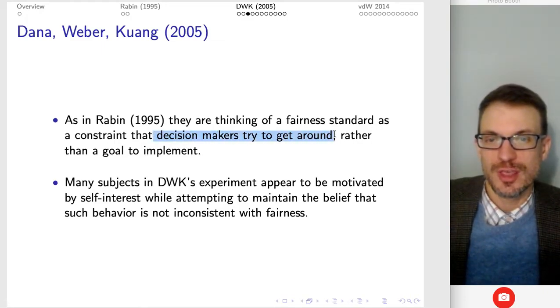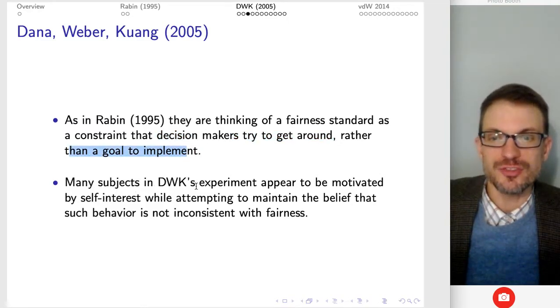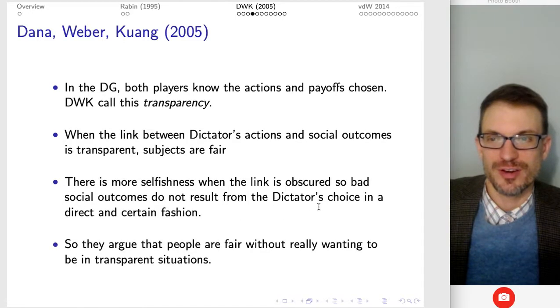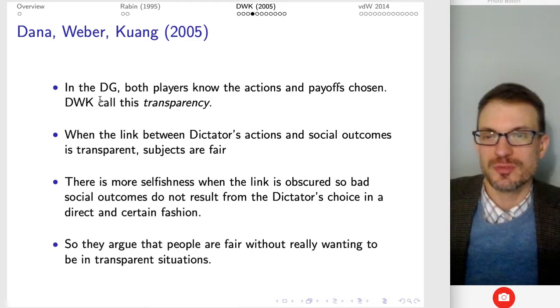So fairness, you think of morality as a constraint versus as a preference. Many subjects in the experiment appear to be motivated by self-interest while attempting to maintain the belief that such behavior is not inconsistent with fairness. All right, so here's how the experiment works, right?